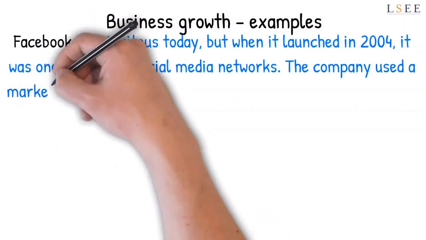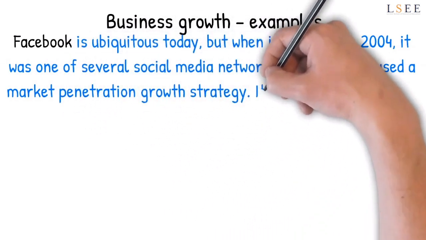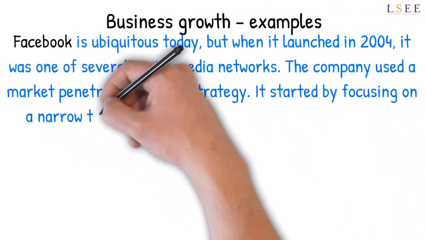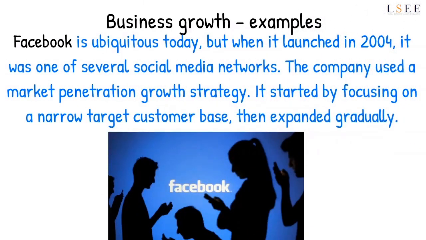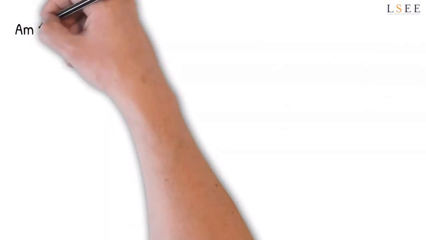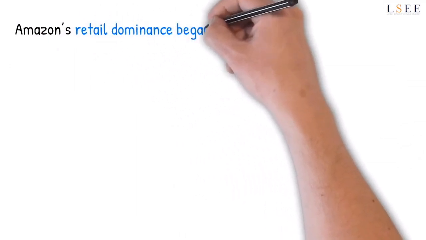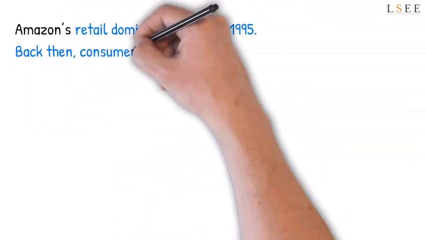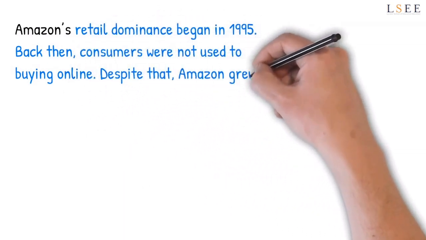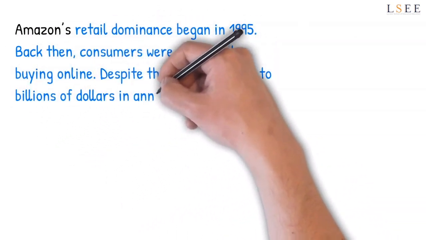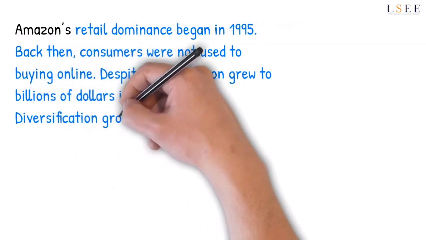The company used a market penetration growth strategy. It started by focusing on a narrow target customer base, then expanded gradually. Amazon's retail dominance began in 1995. Back then, consumers were not used to buying online. Despite that, Amazon grew to billions of dollars in annual sales.